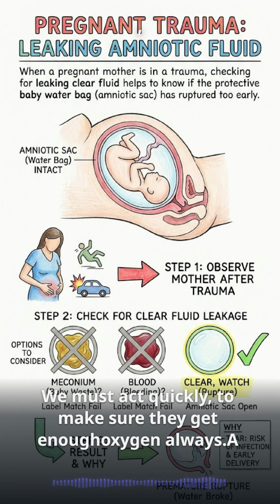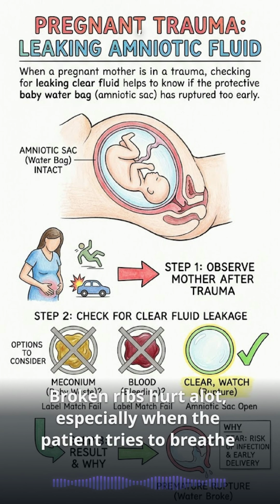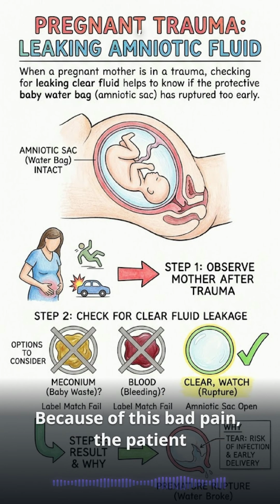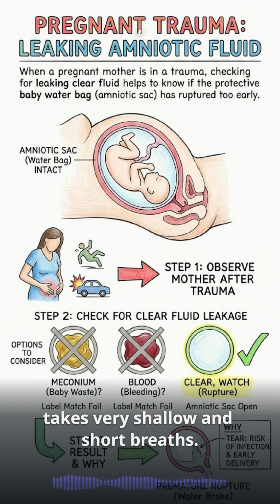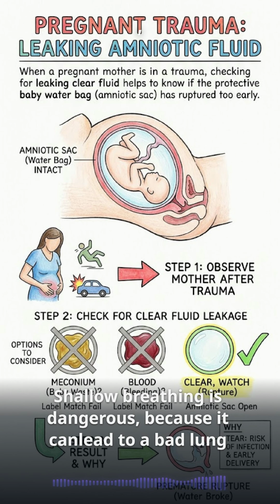A broken rib is very common when someone hits their chest hard. Broken ribs hurt a lot, especially when the patient tries to breathe in. Because of this bad pain, the patient takes very shallow and short breaths. Shallow breathing is dangerous because it can lead to a bad lung infection. You must give them pain medicine so they can take deep breaths safely.